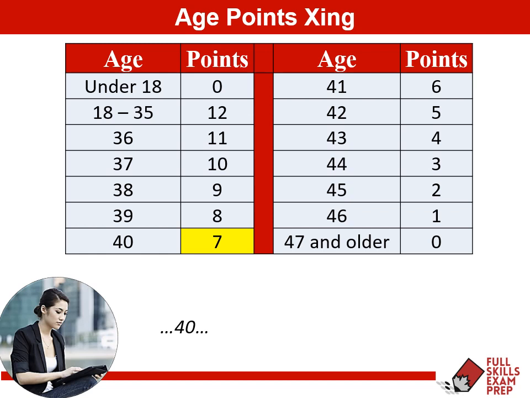Okay, so with Shing, all you have to do is just take a look at the age, take a look at the points, and correlate them. It's pretty straightforward with this one.